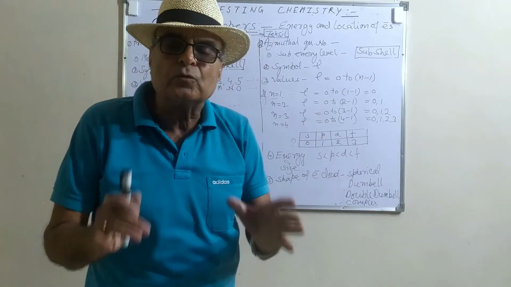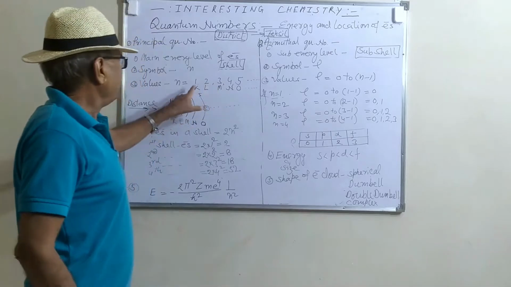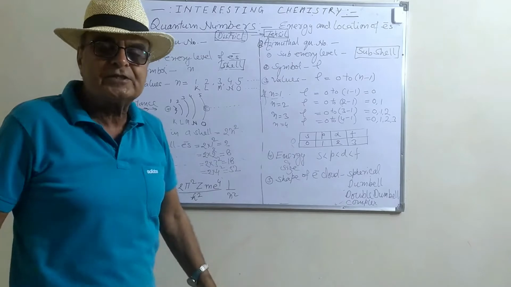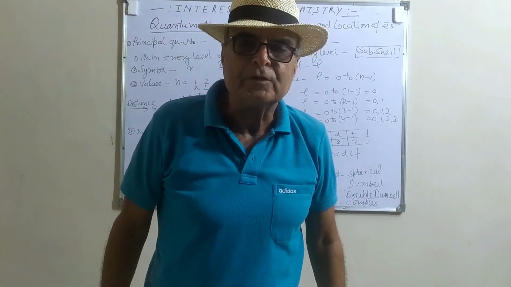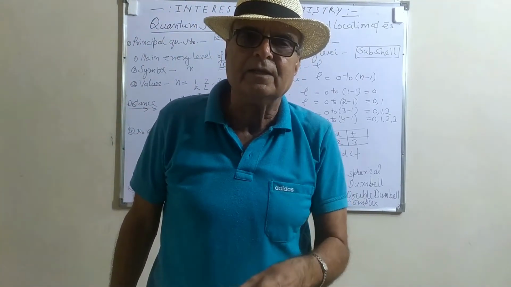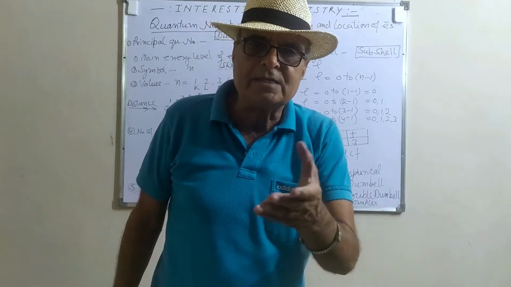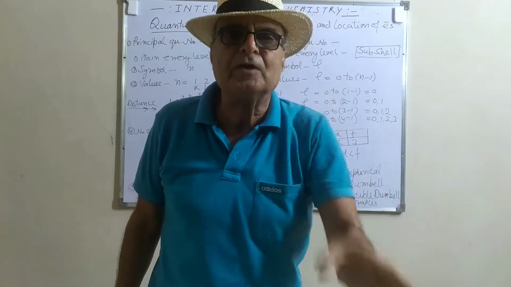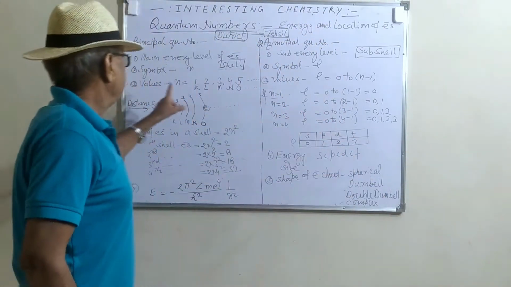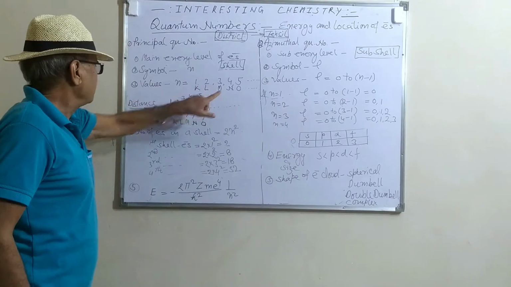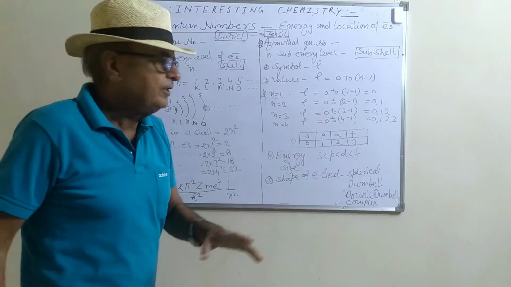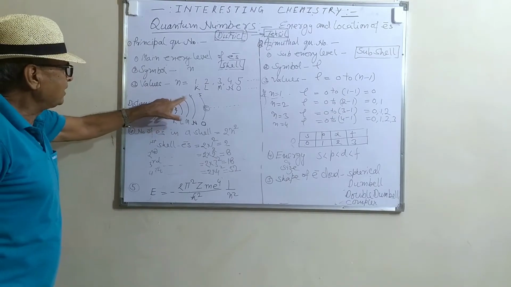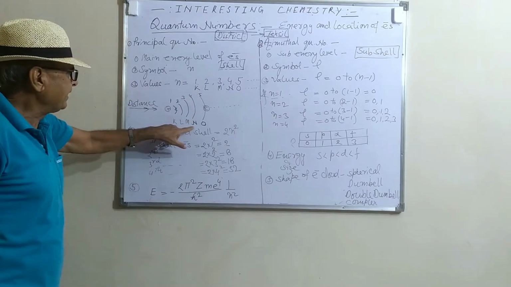This can also be noted with capital K, L, M, N, O. If I say M shell, it means it is the third shell. If I say K shell, it means it is the first shell or the first orbit. So these are the values of n. Now I am telling you, this is the nucleus. This is the first shell, second shell, third shell, fourth and fifth, and K, L, M.